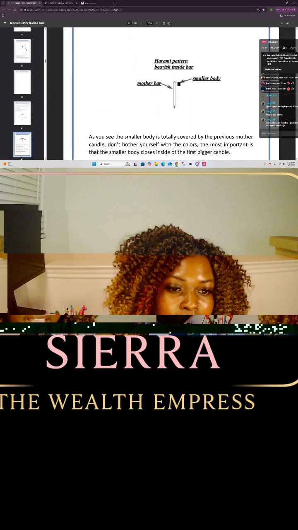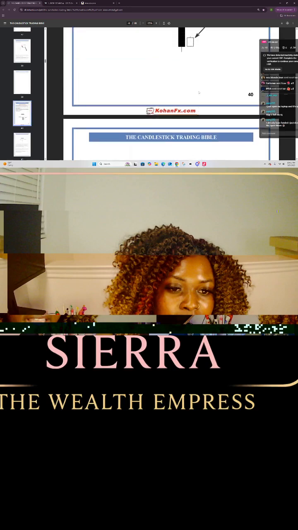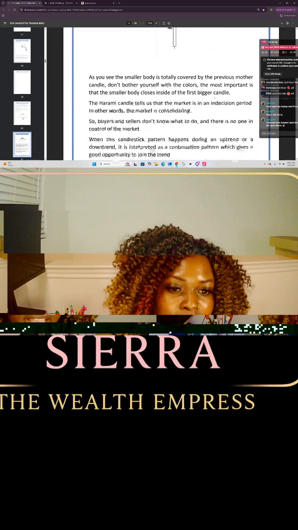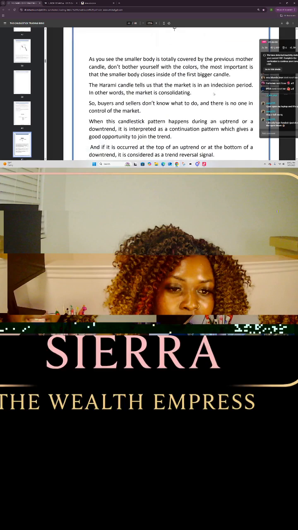All right, and this is the Harami pattern, bearish inside bar. The mother and then the smaller body, the baby, okay? So for bearish, the baby candle is at the top, and for bullish, the baby candle is at the bottom, okay? As you see, the smaller body is totally covered by the previous mother candle. Don't bother yourself with the colors. The most important thing is that the smaller body closes inside of the first bigger candle.